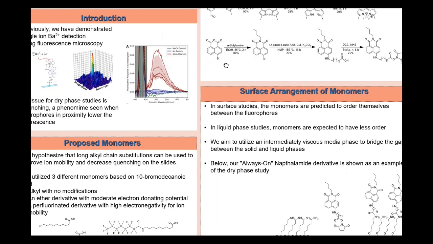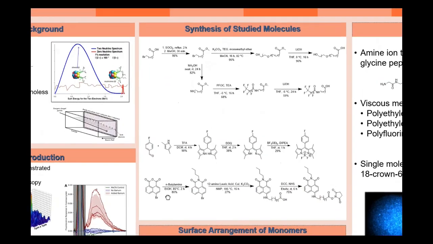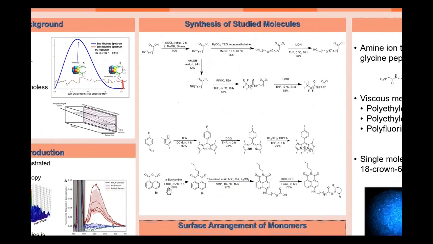For the synthesis, we'll start with 10-bromodecanoic acid and protect it with methylation. To make the ether, we'll react it with triethylene glycol and then deprotect with lithium hydroxide. In an alternative reaction, we'll use that same protected 10-bromodecanoic acid and react that with perfluorooctanoyl chloride and then deprotect it with lithium hydroxide again.